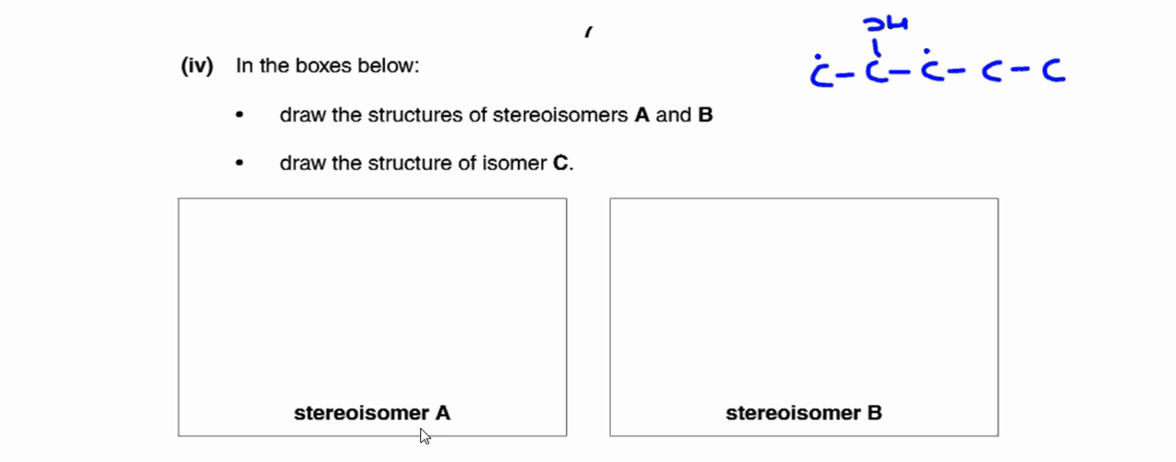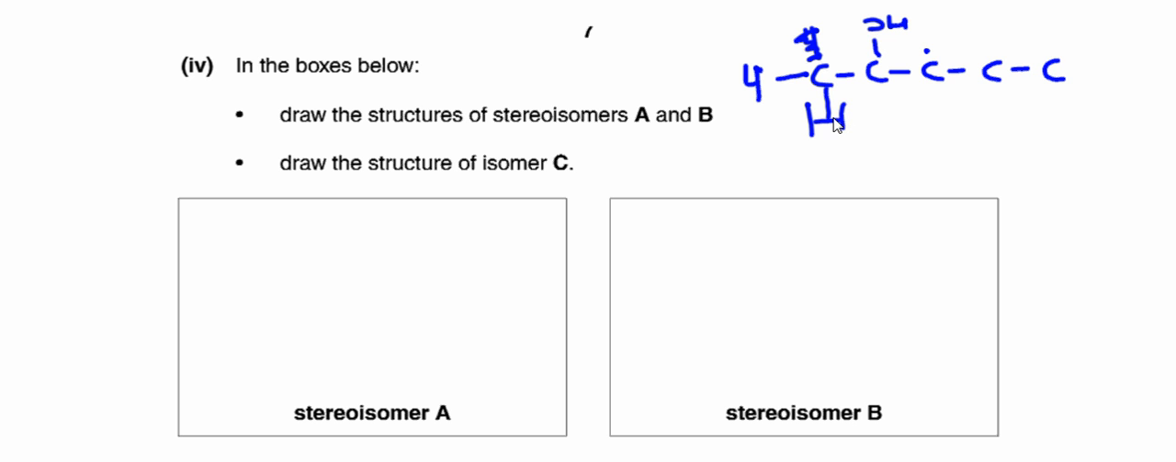Now, if I'm going to form stereoisomers, can I lose a hydrogen from here? I've got my 3 hydrogens on here. If I lose one of those hydrogens, I've got a hydrogen there and a hydrogen here. Will that give me a stereoisomer?